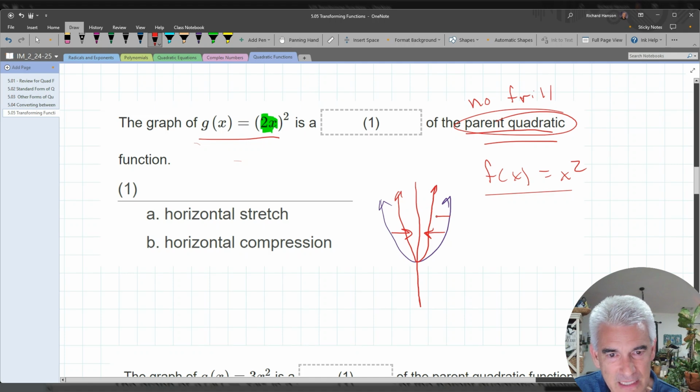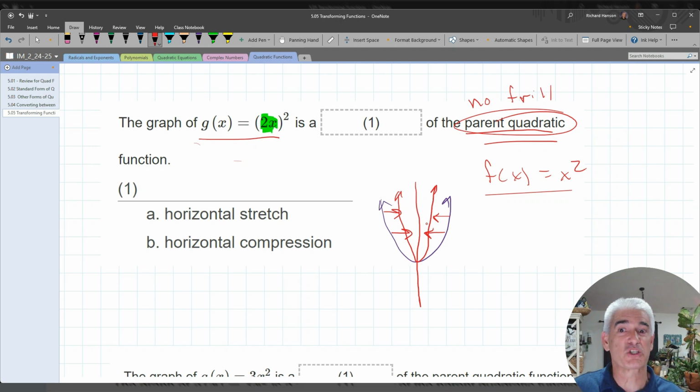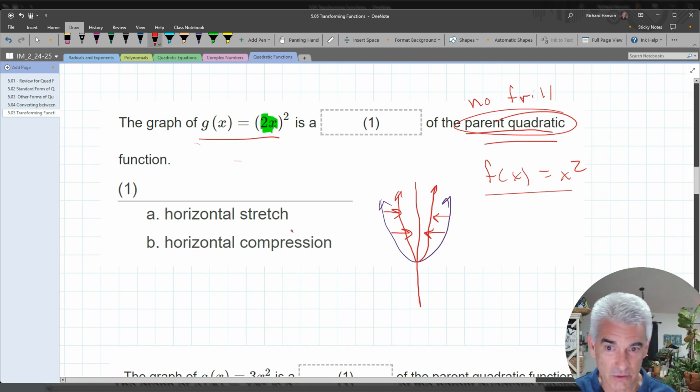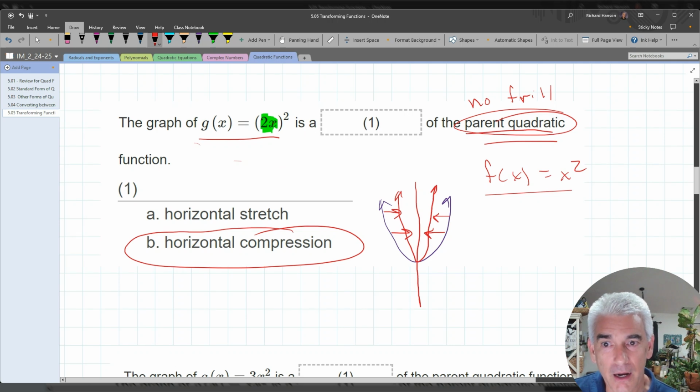Everything is compressed. It's half as far from the y-axis as they used to be. All of these points are pushed in. So this is a horizontal compression. It would be a horizontal stretch if it was something like 1/2 of x and then square it, because all of my x's would need to be twice as big, because the first thing I'm going to do is multiply them by 1/2.